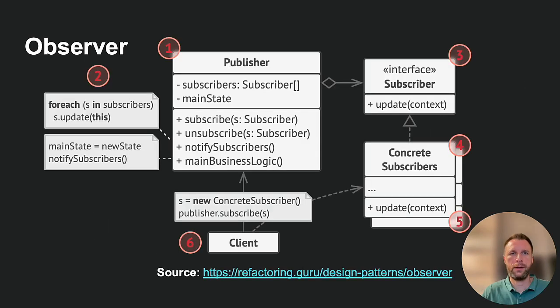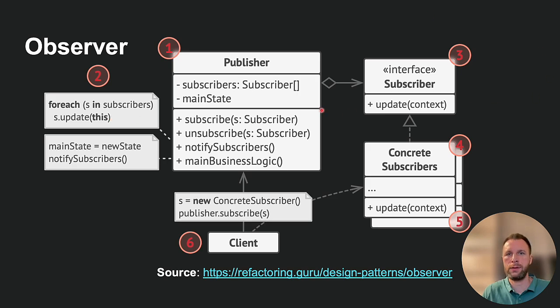In the observer diagram, you see we have under number 1 the publisher, which holds some list of the subscribers and holds some main state of its own. And it has a few methods like subscribe, unsubscribe, notify subscribers, and some main business logic. Under number 2, you see that, for example, in our main business logic, when we change the state, we are calling notify subscribers, which basically iterates over each of the subscribers and calls the update method, providing some context or data.